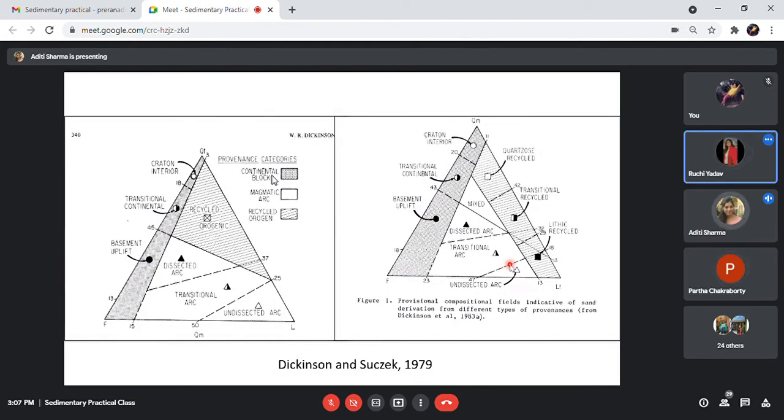Ma'am, how will we project the line from 42 and 29 on the QFL line? If you mark the point 50 here, and join that 50, the 50th division, with the feldspar, you will get a line. So parallel to that line, you will plot these two lines, 42 and 29.